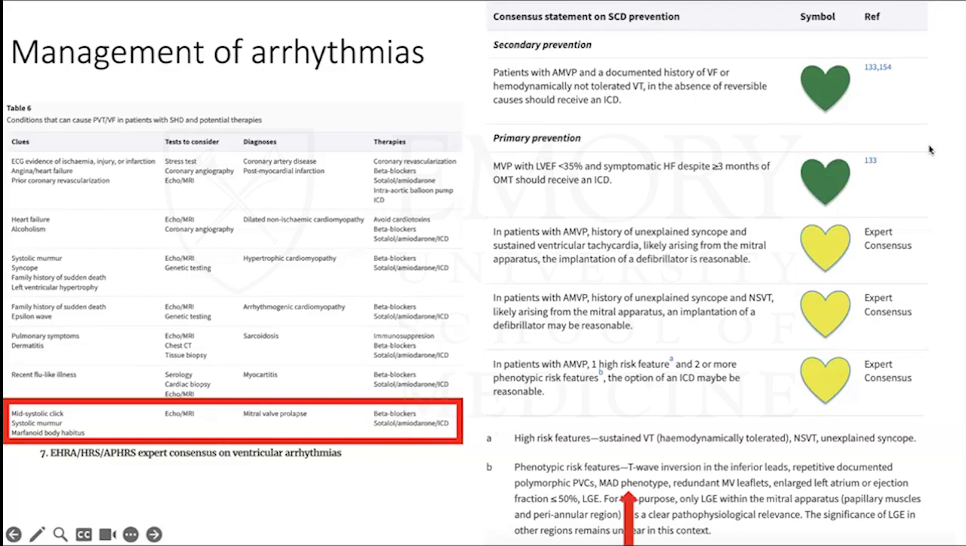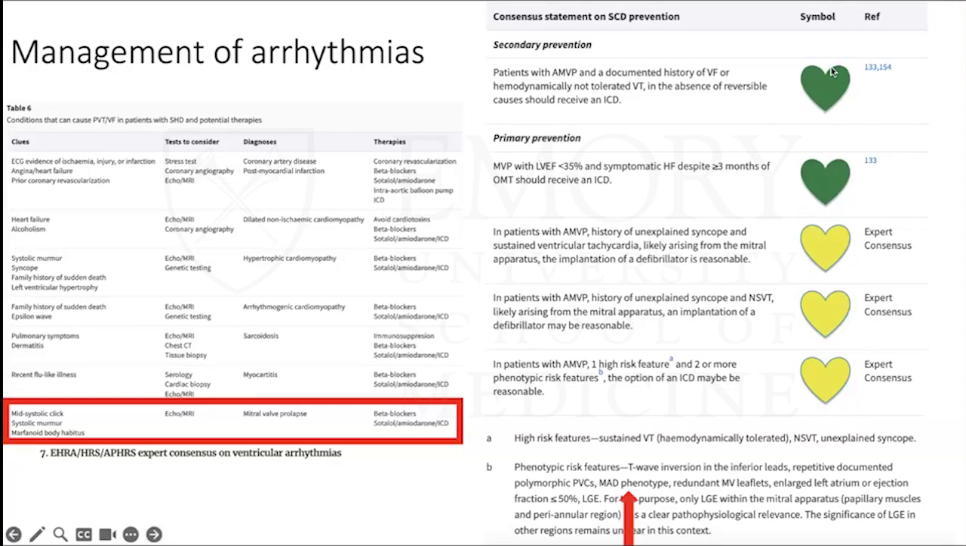Yeah, that makes sense, right? That's essentially an indication for ICDs anywhere, without mitral valve prolapse. It's a secondary prevention. Here again, LVEF 35% and heart failure. That's already an indication regardless of mitral valve prolapse. But these are the ones I wanted to talk about here.